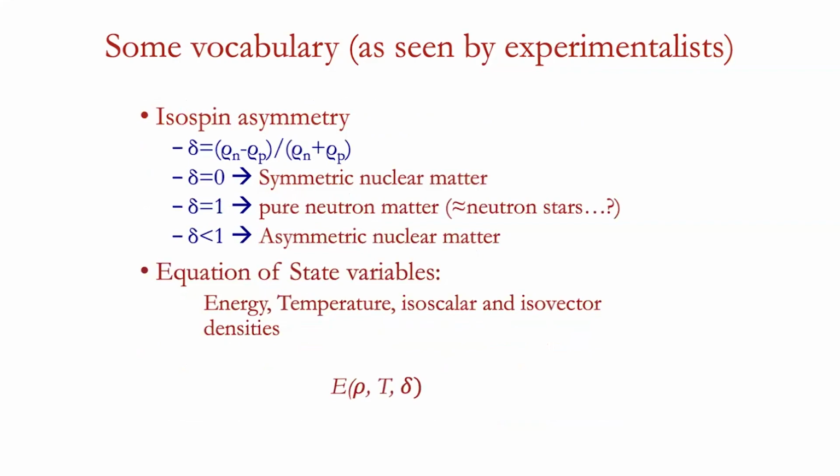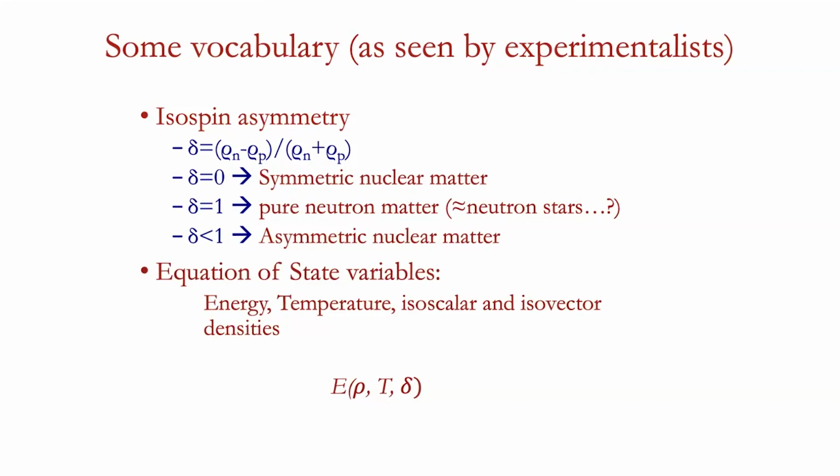So about isospin asymmetry, you all know this. We have this parameter delta, which is the difference between the isovector and the isoscalar density. When delta is equal to 0, you have symmetric nuclear matter that has been studied for many years experimentally in heavy ion collisions. Then pure neutron matter is when delta is equal to 1, and you have been listening a lot about neutron stars today.